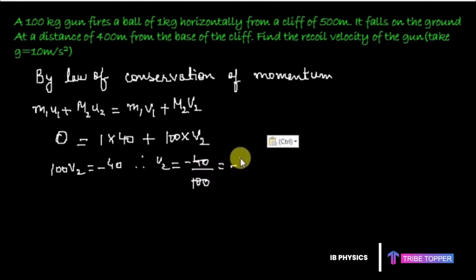The negative sign indicates that this is the recoil velocity in the opposite direction of the fired ball. Therefore minus 2 by 5 meter per second, or we can also write minus 0.4 meter per second, is the recoil velocity of the gun, opposite to that of the ball fired.